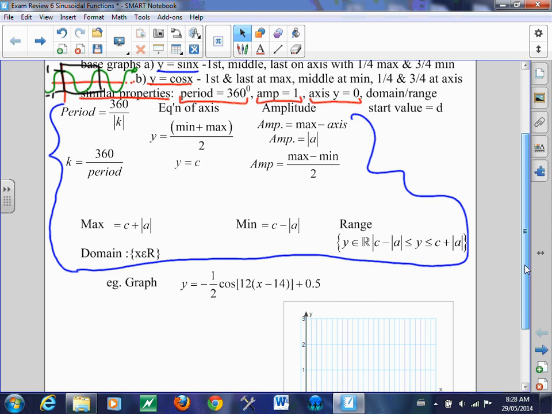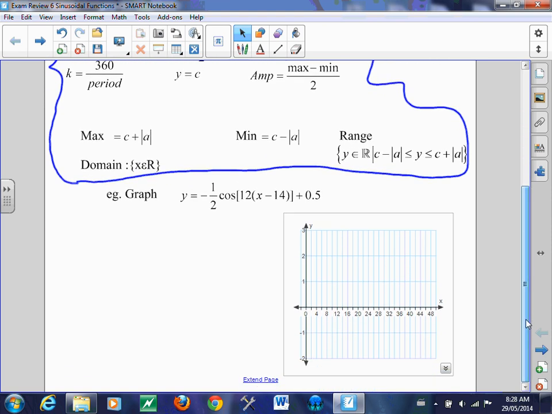Let's take a look at an example here. So here is an example, y equals -1/2 cos bracket 12 bracket x minus 14 closing bracket plus 1/2. The good news here, folks, is you've checked and you notice that k is already factored out. If it's not, you've got to do that.